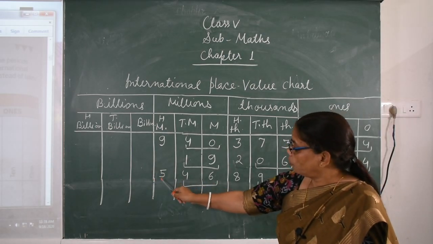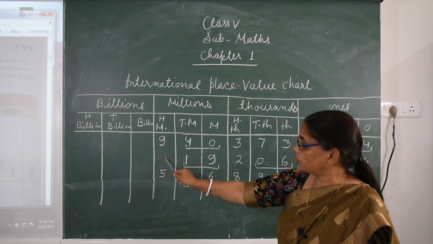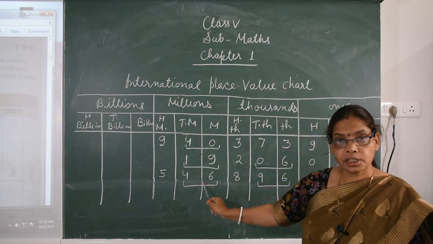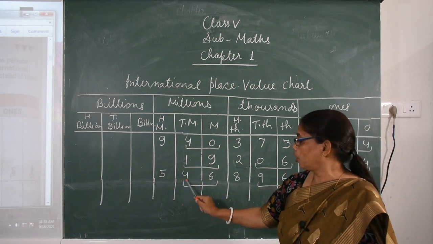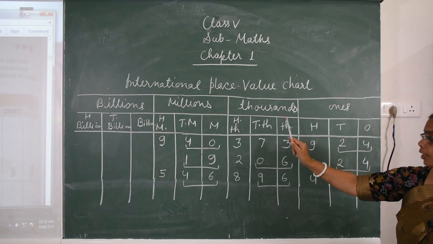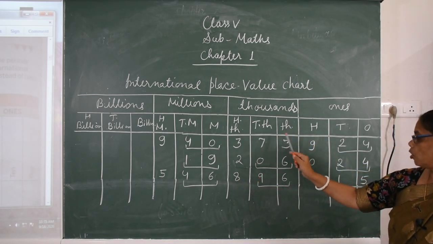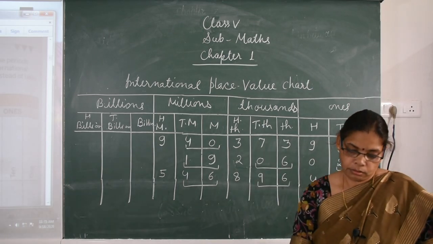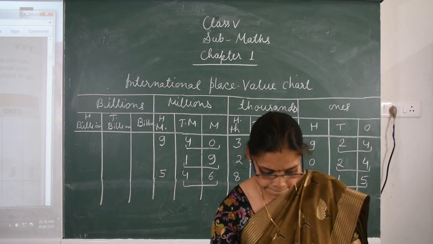So this, the 5 is in which place? 5 is in the hundred place. So 546 million, 896,415. Understand, children? Now take another example.